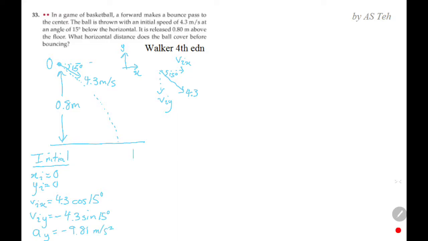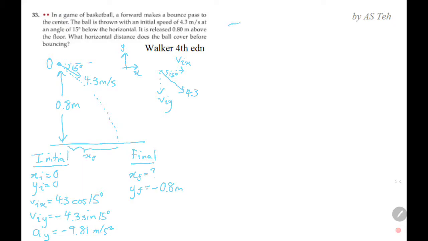What about the final conditions? We are meant to find the x final, so we don't know the x final value, but we do know what the y final value is, and as it's below the origin, it's negative 0.8 meters. For this question, I would attempt to look for the time of flight, because the time that it takes for the projectile to reach the ground would be the same time that it would have covered the horizontal displacement.